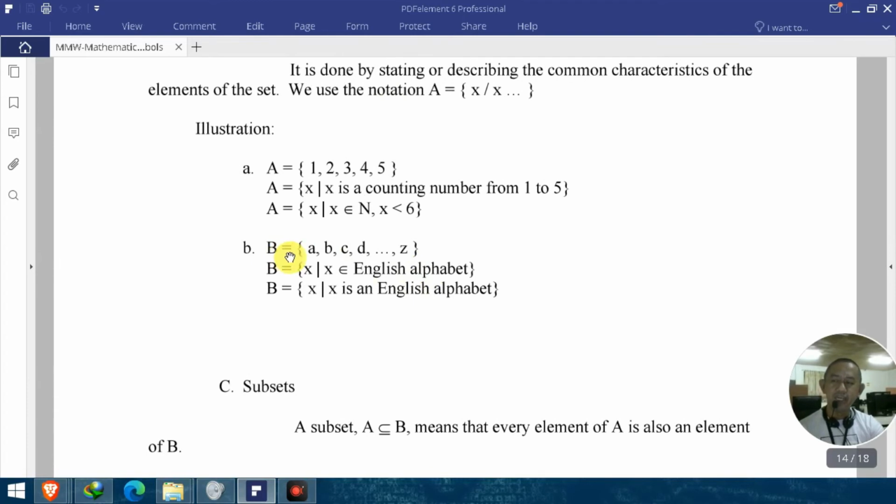So we have set B. This is the English alphabet, A to Z. Then set B is equal to x such that x is an element of the English alphabet. Set B is where x is an element of the English alphabet. They are all the same.